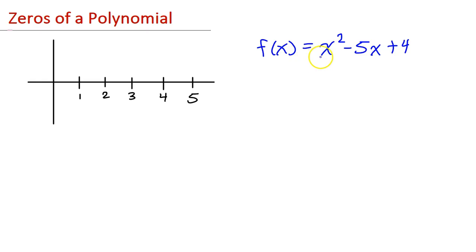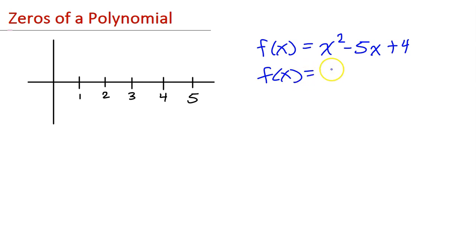Consider the function f of x equals x squared minus 5x plus 4. Because the degree is 2, we know this function has at most 2 real zeros, which will be at the x-intercepts of this function. We can find those zeros, also called roots, by factoring this function.